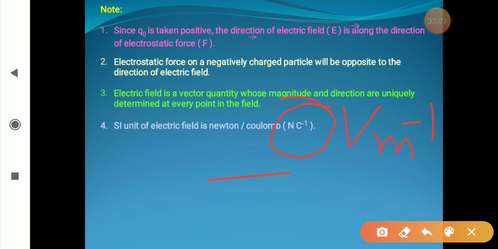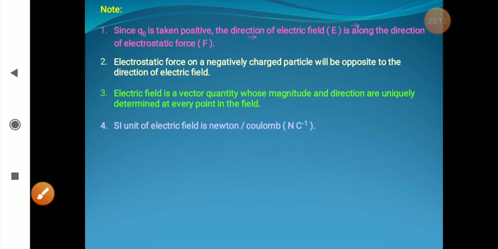So SI unit of electric field is Newton per Coulomb, force per unit charge, and later on it is going to be volt per meter also. We'll study that in another unit now. Now electric field due to a point charge.